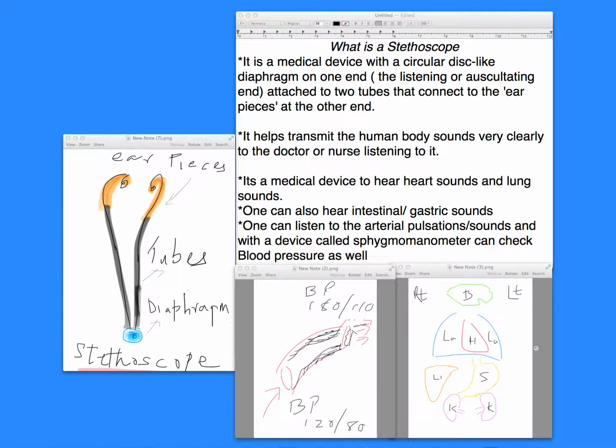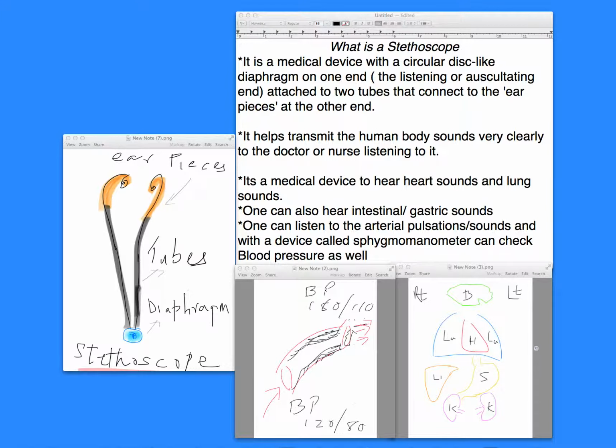Now, this is what it looks like. It's a medical device. It has earpieces, which is the earpiece end. The two of them go into the doctor's ears. These are the two tubes. The earpieces are connecting to the tubes. The two tubes descend and then finally meet at this area, which is called the diaphragm. It's a disc-like piece. So what are the three parts of the stethoscope? The earpieces, there are two of them, obviously going one into each ear. These are two tubes, and this is the diaphragm.